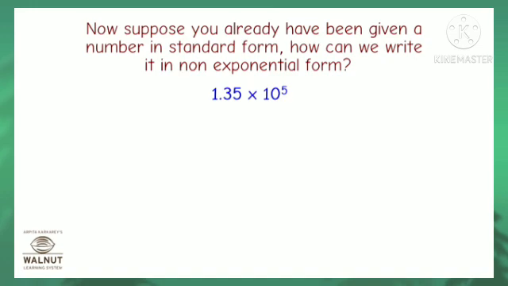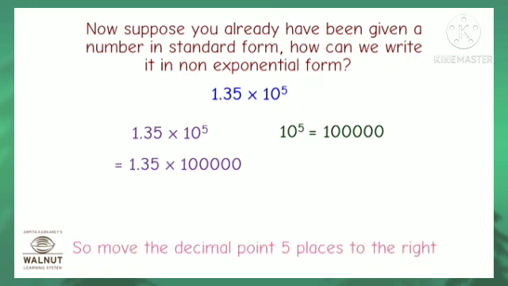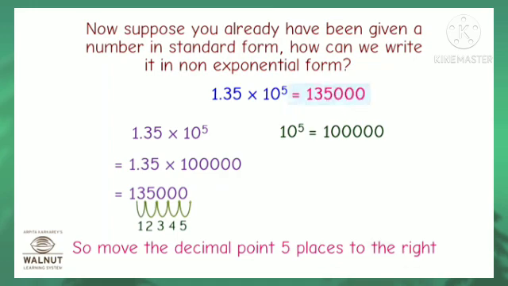Now, suppose you have already been given a number in standard form. How can we write it in non-exponential form? 1.35 into 10 raised to 5, where 10 raised to 5 is equal to 1 lakh. Therefore, it is equal to 1.35 into 1 lakh. So move the decimal point 5 places to the right. Therefore, 1.35 into 10 raised to 5 is equal to 1,35,000.